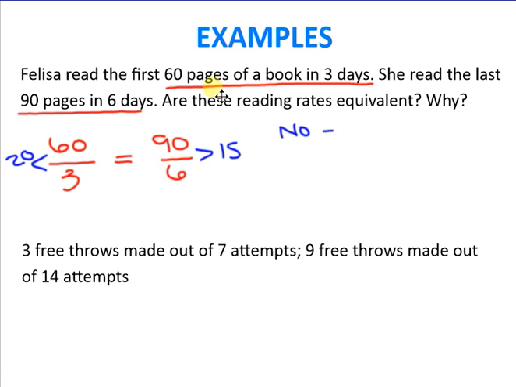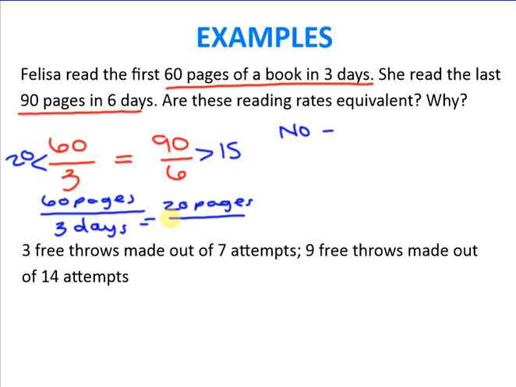So at the base of it, how many pages did she read per day when she read 60 pages in 3 days? Well, I found the unit rate when I divided, because I had 60 pages over 3 days. And when I divided that, I got 20 pages in 1 day. That's how I got 20. And then over here, the unit rate was 15.